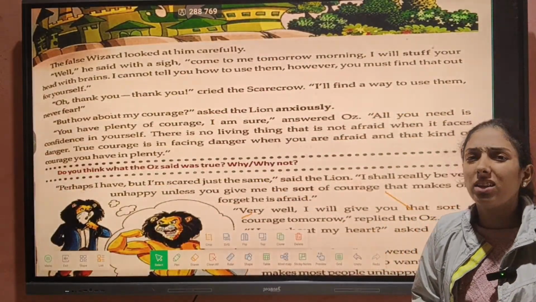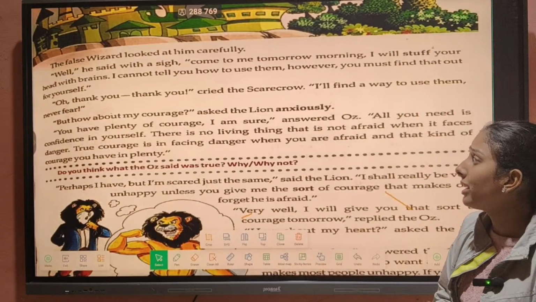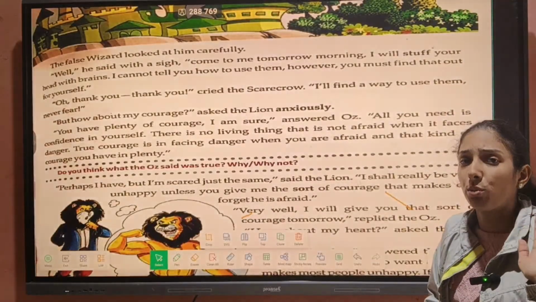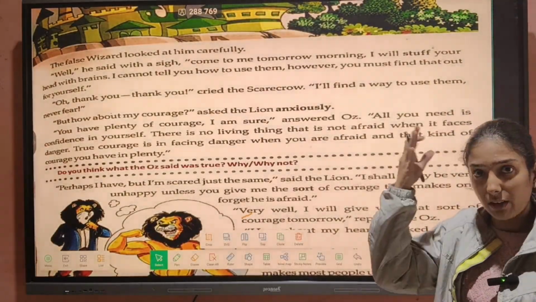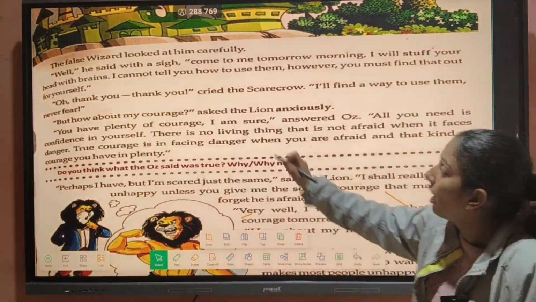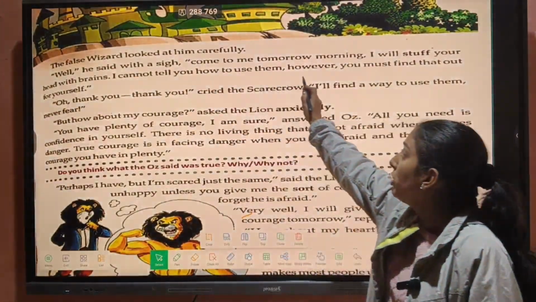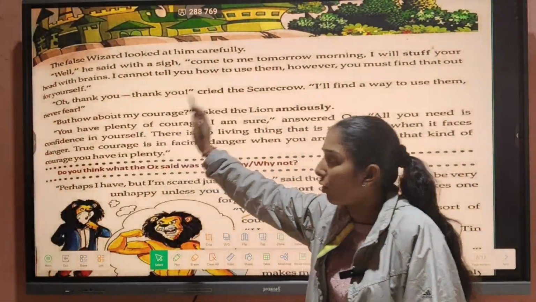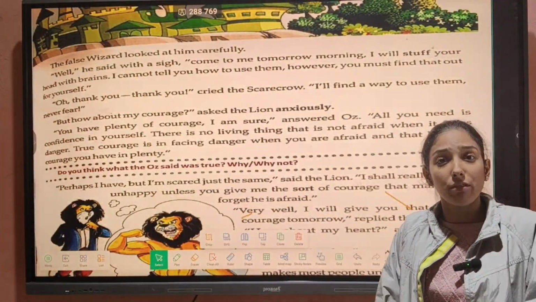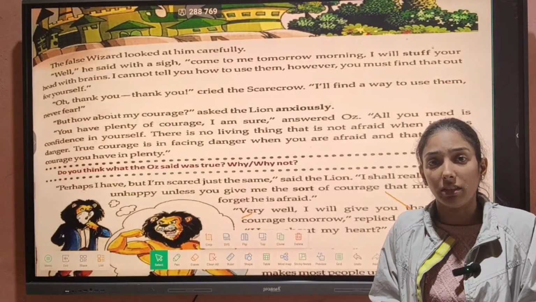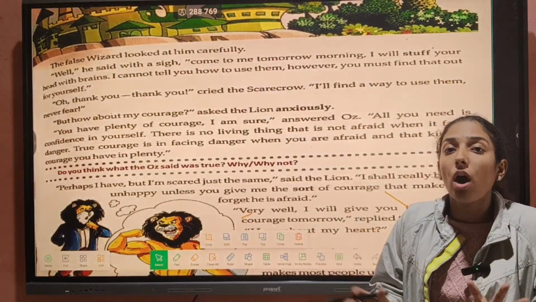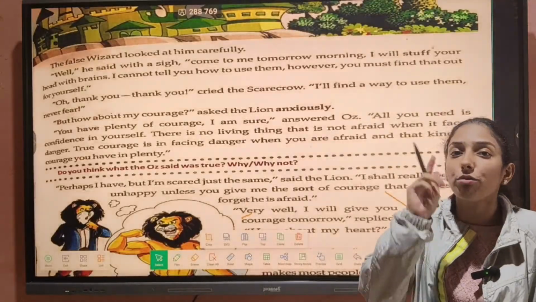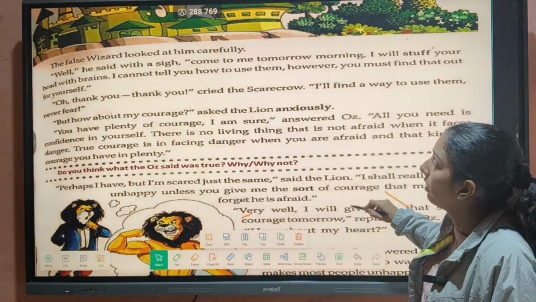The Oz is saying that, okay, fine, if you are saying like this only, then come tomorrow morning. Okay, I will fill the brain inside your head. "I cannot tell you how to use them. However, you must find that out for yourself." He's saying that I will stuff your head with the brain. Okay, but I'll not tell you how to use that brain. That you have to find out on your own.